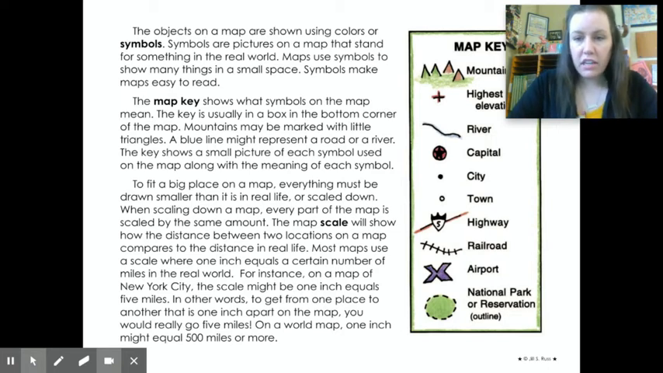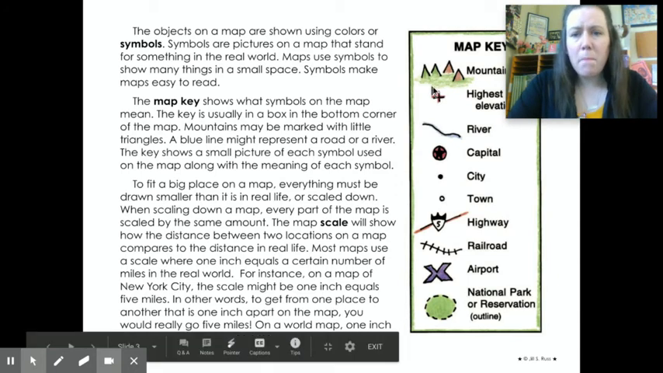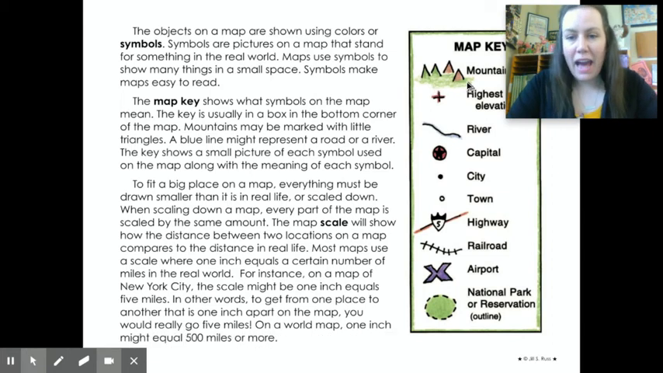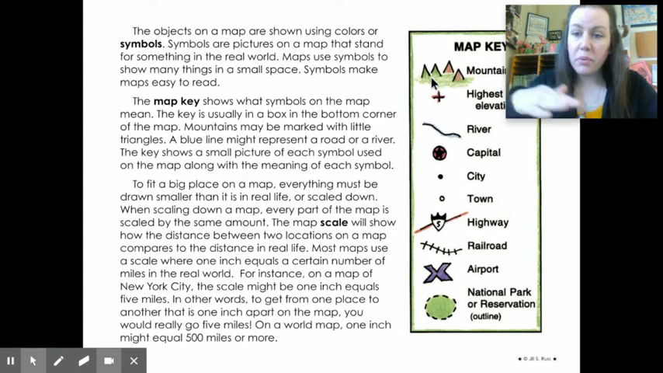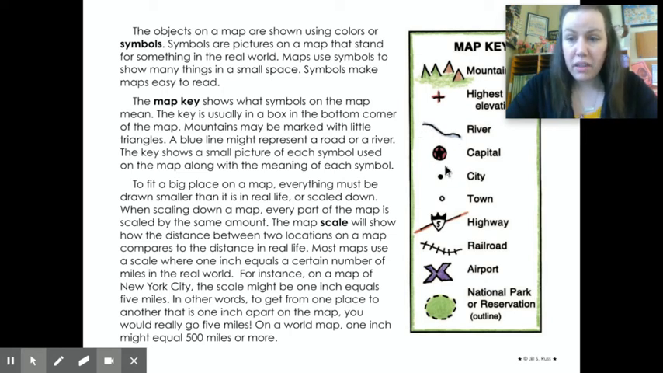So let's take a look at these symbols on this map key. So you have a mountain, and most typically, these maps do use triangles like that to represent mountains. And if you even feel on a globe, it's always raised up to represent the mountains, okay? Rivers are typically lines that are blue. Capitals, if it has a star with it, that means it is a capital. It's a capital city, okay?